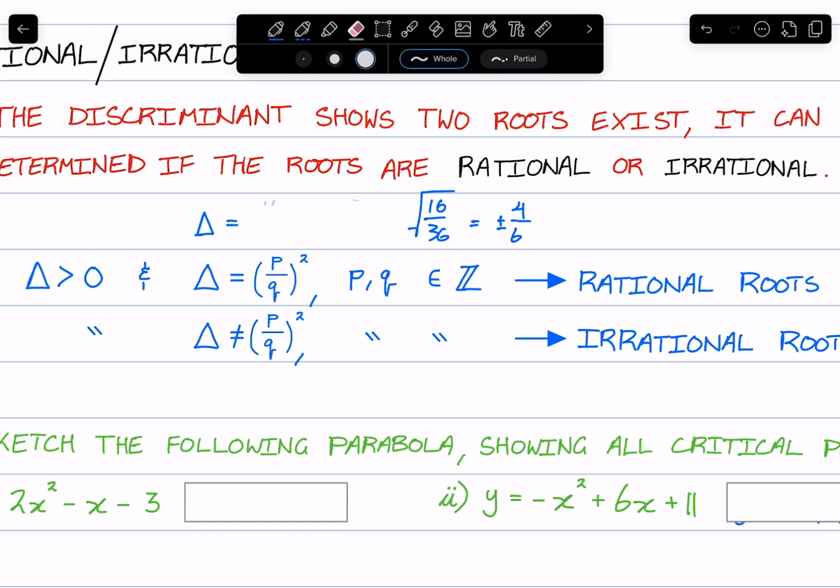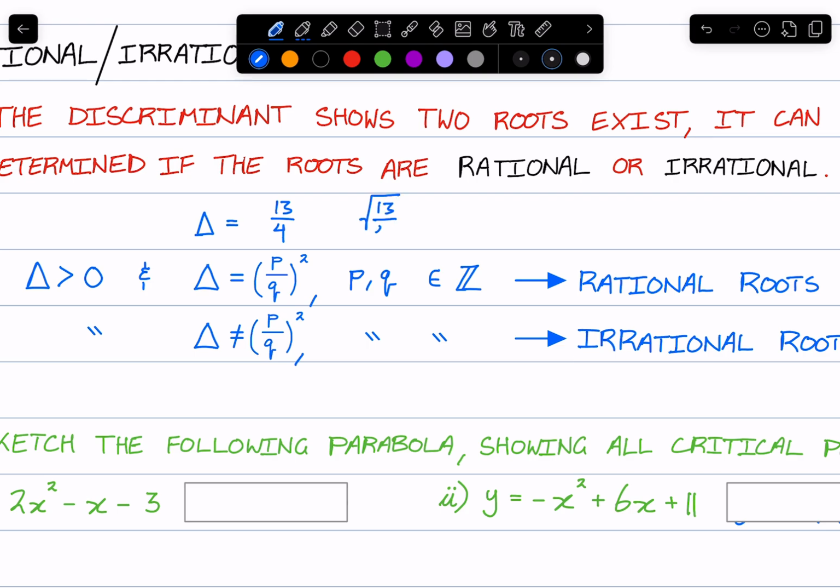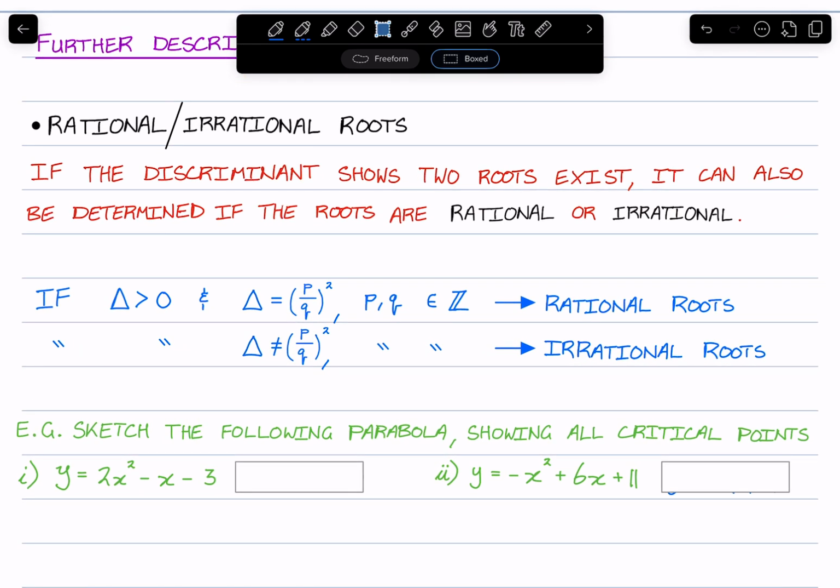If it isn't this, for example, let's say it was 13 on 4, if we place this under the square root of the quadratic formula, we will get square root 13 on 4, which will result in plus minus square root 13 on 2. Notice how square root 13 is an irrational number, giving us an irrational root.